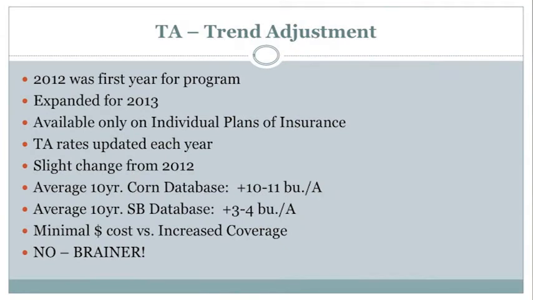So basically that means a 10 to 11 bushel increase in your APH for corn for last year, and roughly the same for this year. About 3 to 4 bushels for soybeans. Now that's on an average 10-year database. If you've got yields where, let's say you go back 20 years, so every other year in your database, then you're going to see roughly twice that.